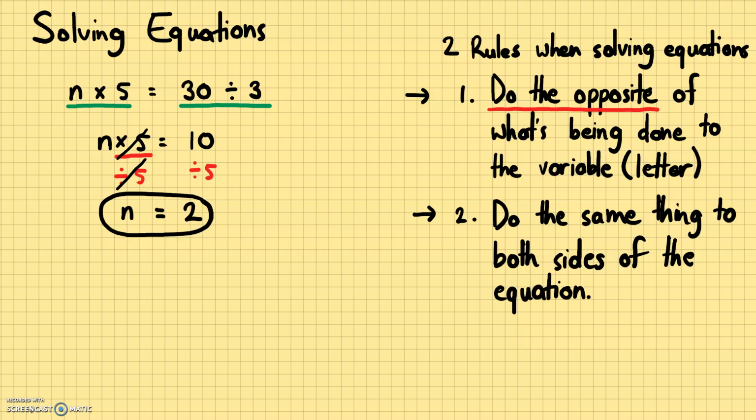And again, we can check our answer. Put the 2 back into our original question. So if we have 2 times 5 here, on the left side, we're going to have 10. On the right side, 30 divided by 3, we're also going to have 10. So our answers are equal. So we did our question correctly.